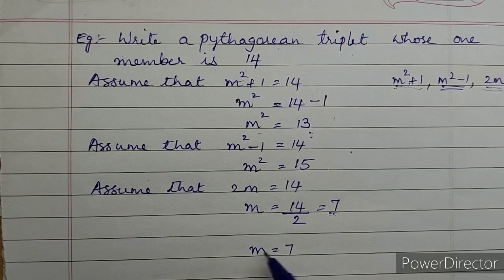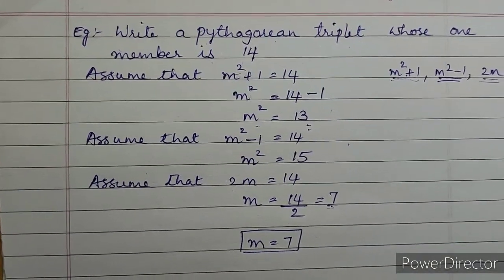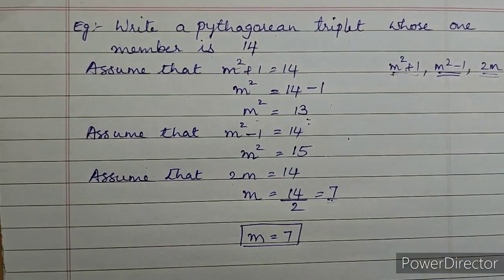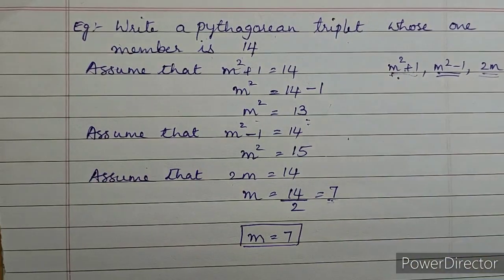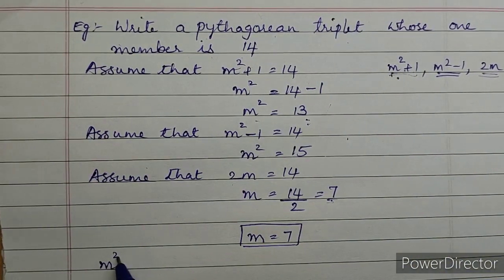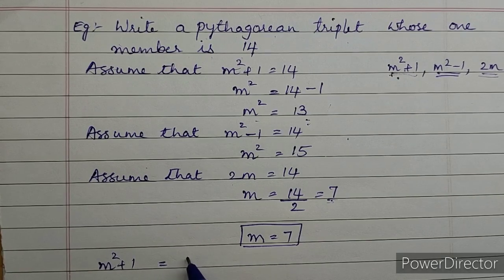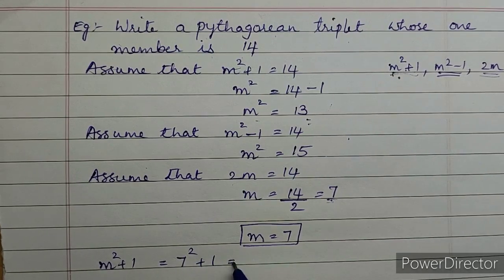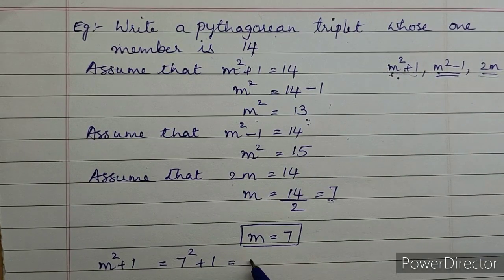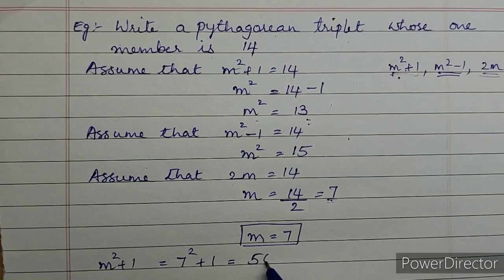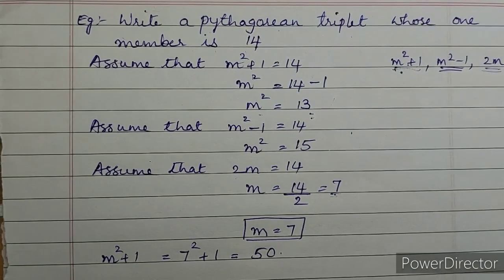So m is equal to 7. You got the m value. Now substitute for these 3 numbers. First one is m square plus 1. So that is m square plus 1 equals 7 square plus 1. That is 49 plus 1, 50. So first number is 50.